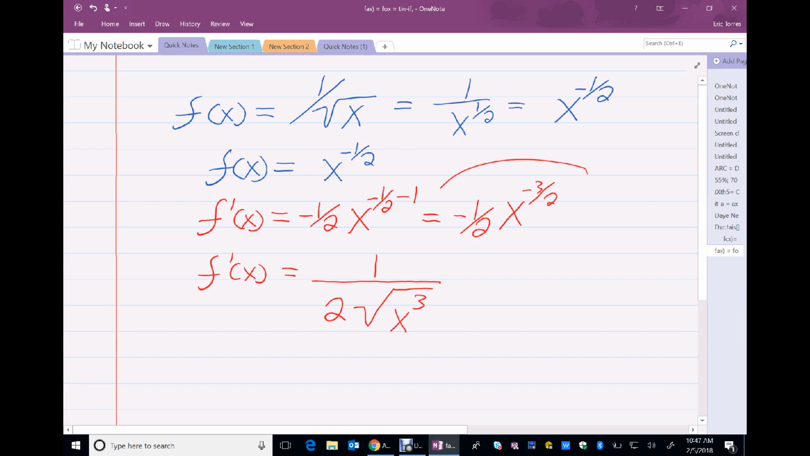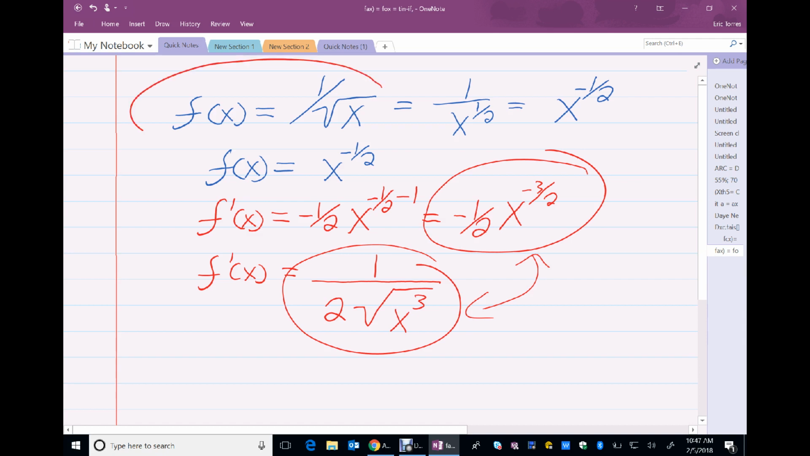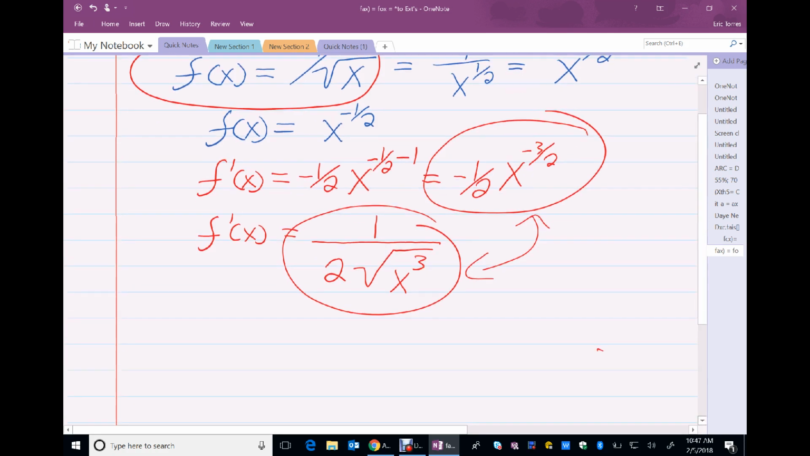So this is in the power function format. This is in radical format, but they say the exact same thing. You need to be very comfortable recognizing that those say the same thing. Because to take the original derivative, I had to take it out of radical, put it into power. So you should be able to go back in and out of radical to power very seamlessly. That will be helpful.